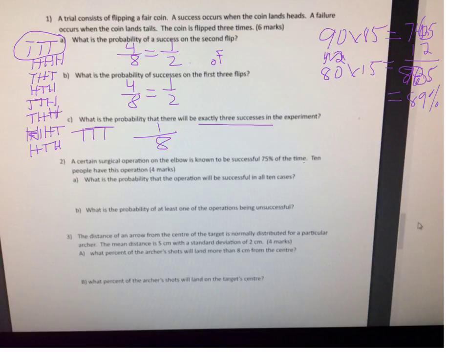So a certain surgical operation on the elbow is known to be successful 75% of the time. 10 people have this operation. What's the probability that the operation will be successful in all 10 cases? So we want 10 choose 10 here. And then we want success to happen 10 times and failure to happen 0 times. So if you just multiply that out, I think you get, I can't remember what you got. I think it's like 0.563 or something like that. That's the probability of all 10 patients having a successful operation.